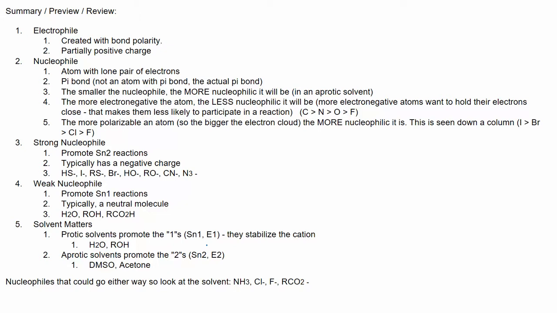There are some nucleophiles that could go either way, so you definitely have to look at the solvent, and these are those nucleophiles. So these are the ones that you need to remember. I would suggest you keep a running list of strong, you keep a running list of weak, and you keep a running list of things that could go either way.